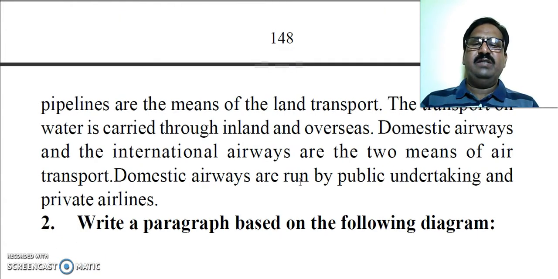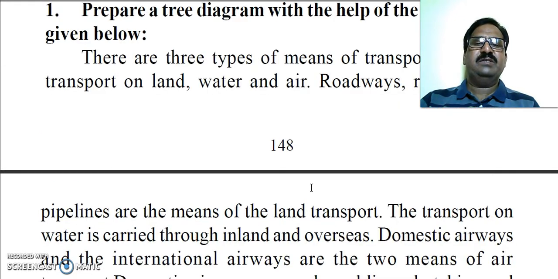Domestic airways and international airways are the two means of air transport. Domestic airways are run by public undertakings and private airlines. Domestic airways are of two types: public undertaking and private airlines.